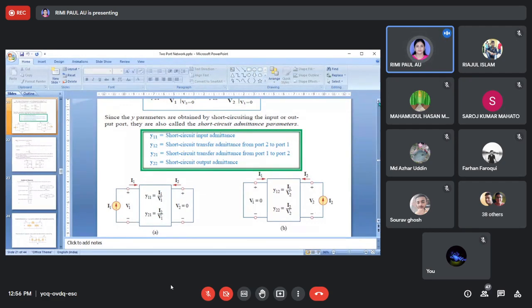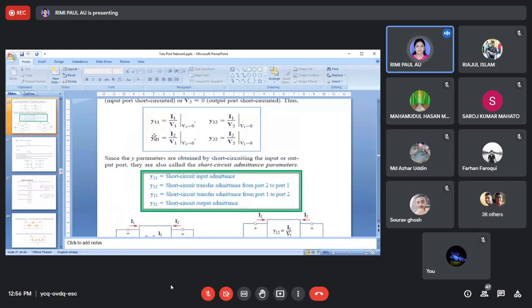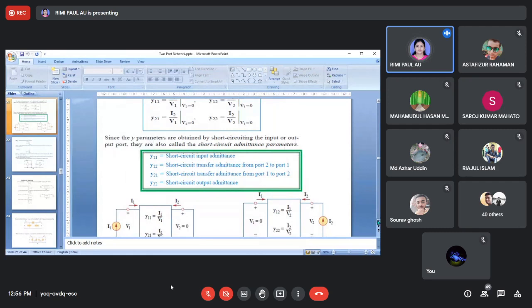Now if I do it, y11 we can find out by I1 by V1. In the first circuit we got I1 and V1. So I1 by V1 is equal to y11 when V2 is equal to 0. Next, y21, because I2 by V1, 2 into 1, 2, 1. So y21. Okay? So with V2 equal to 0, I2 by V1 we are getting y21.